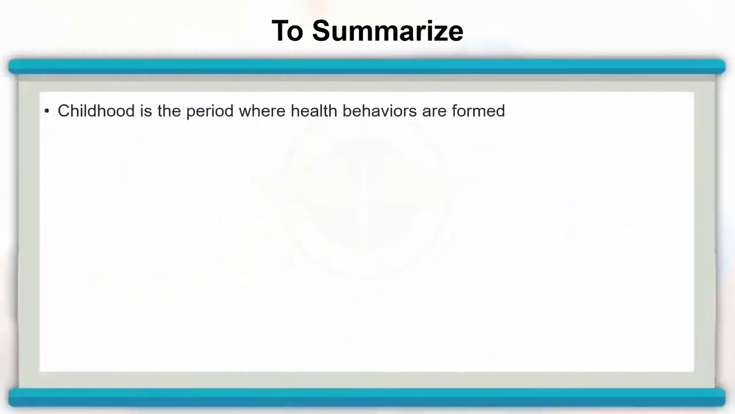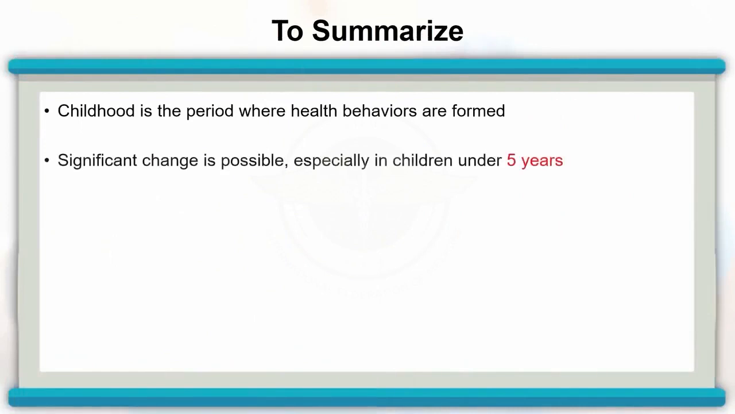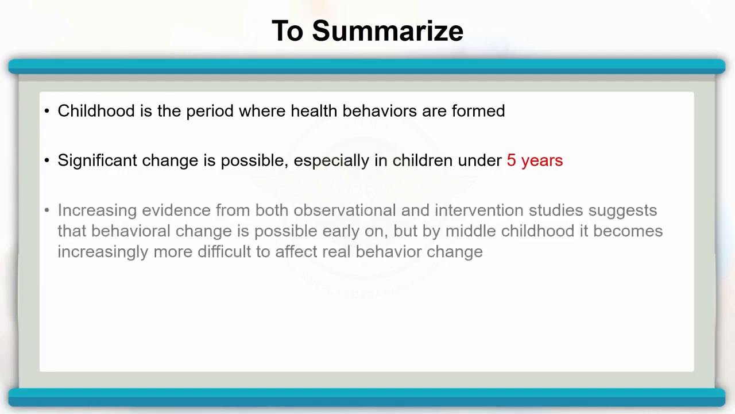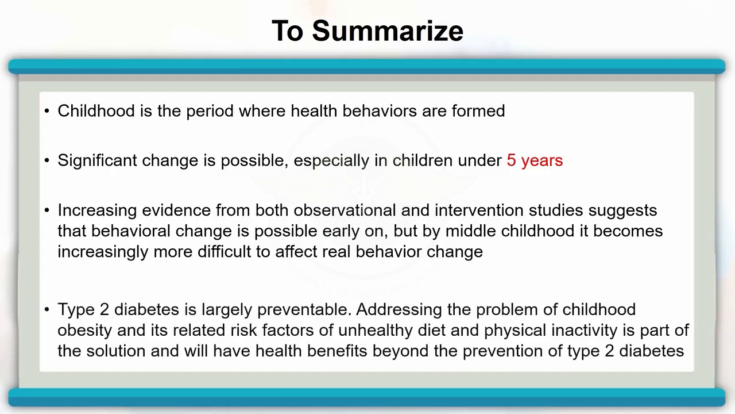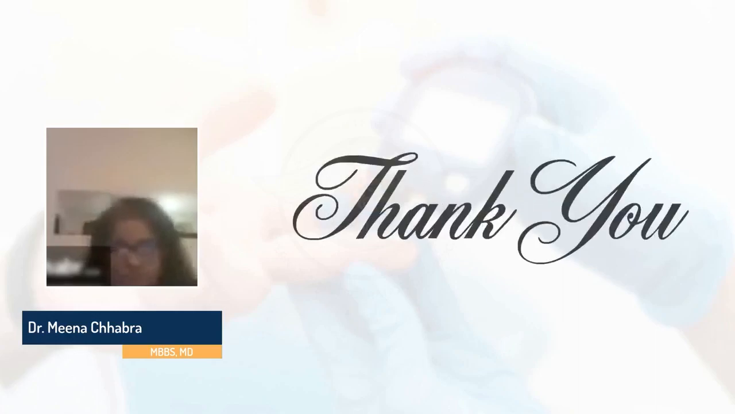Now, to summarize, childhood is the period where health behaviors are formed. Significant change is possible in children under 5 years. We have to teach them to be more active and eat less of junk and more of macronutrients and micronutrients. Increasing evidence from observational and intervention studies suggests that behavioral changes are possible and become increasingly difficult as the child becomes older. Therefore, type 2 diabetes is largely preventable, and we have to prevent this childhood obesity and adolescent obesity, and we have to target it in various ways, including school health programs, neighborhood programs, so that we can actually decrease the incidence of type 2 diabetes in the young population of our country. Thank you.